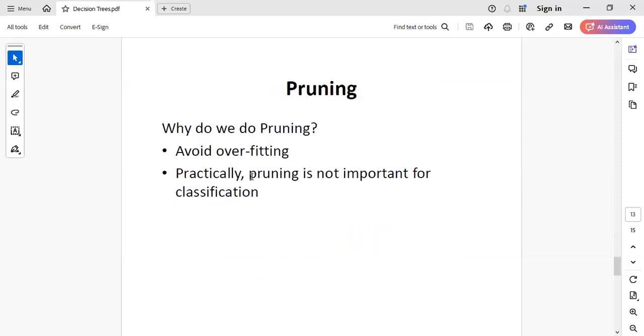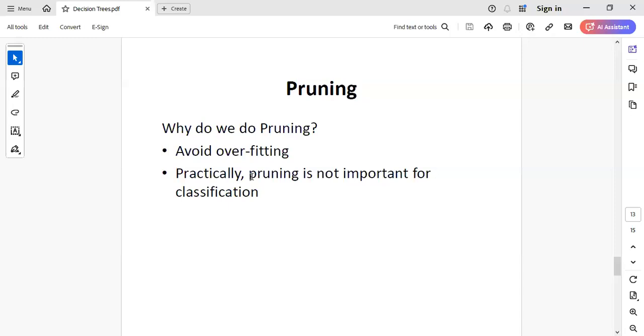Then we have something called pruning. What do we mean by pruning? Pruning is nothing but cutting. Let us say a gardener, for example. What does he do if a tree overgrows? He simply cuts the tree to a shape or to a level. That is called pruning of the tree.